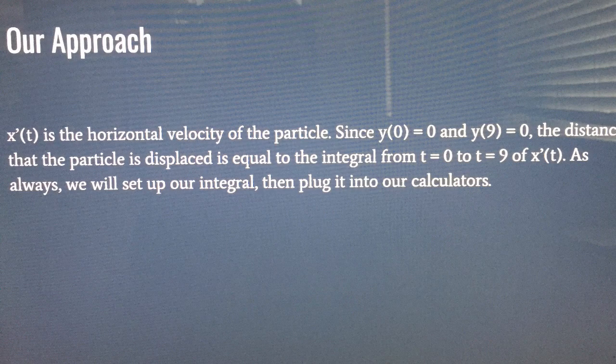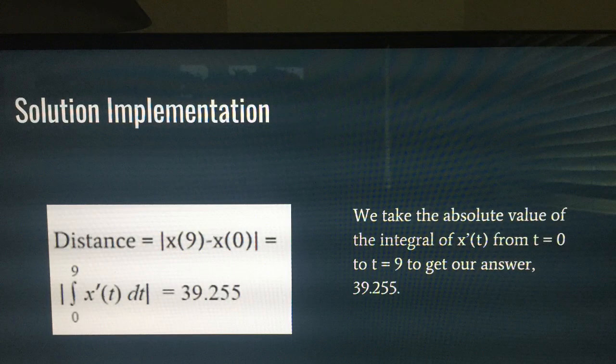X prime of t is the horizontal velocity of the particle. Since y of 0 equals 0 and y of 9 equals 0, the distance that the particle is displaced is equal to the integral from t equals 0 to t equals 9 of x prime of t. As always, we will set up our integral, then plug it into our calculators. We can ignore the y value since that doesn't change in this instance.